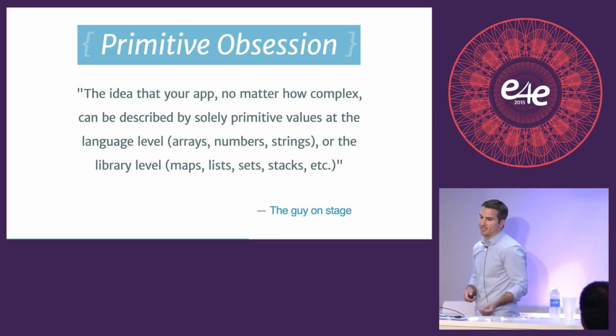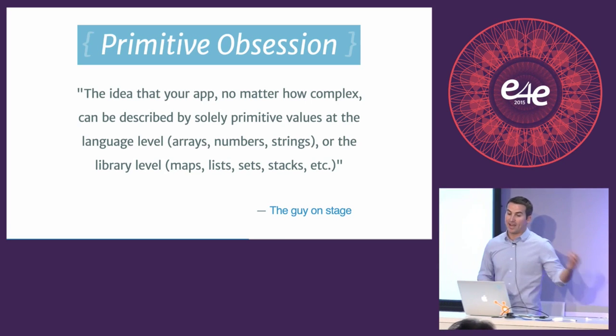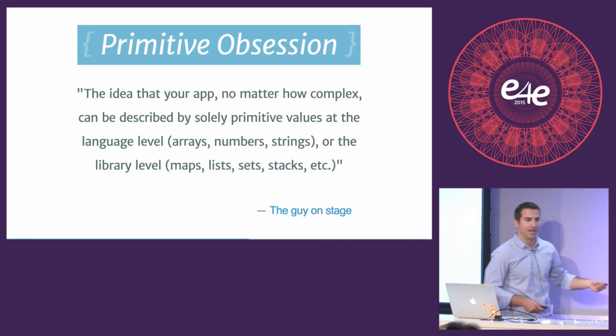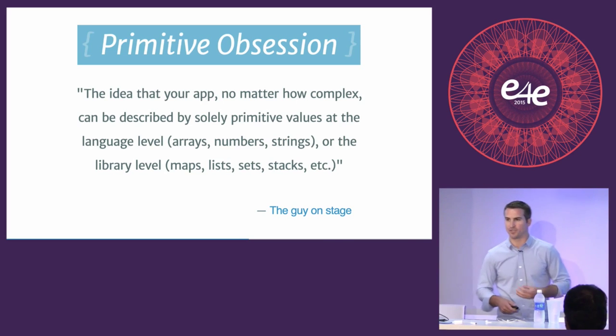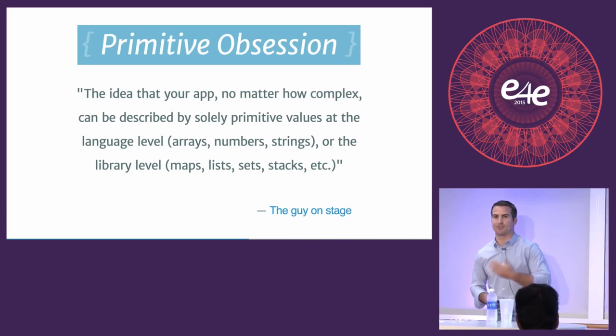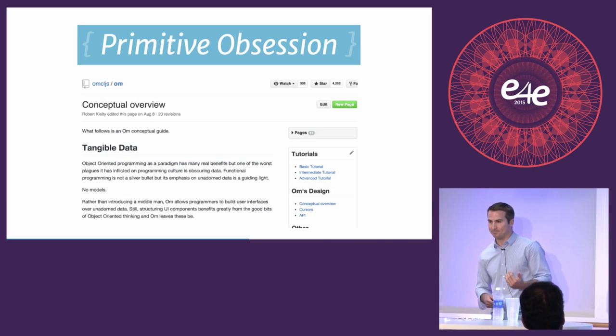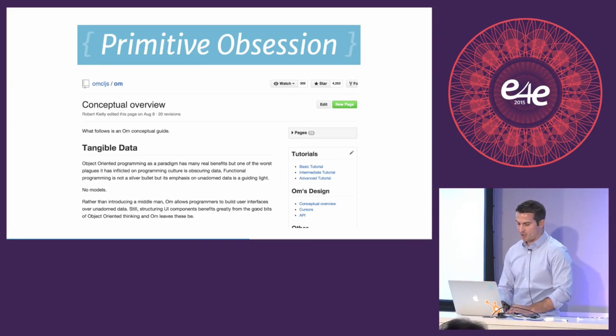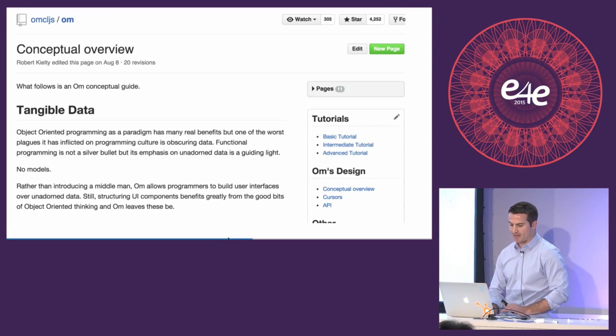And I'm also going to say that this applies to the library level as well. So we have maps, lists, sets, stacks, et cetera, in Immutable. But I don't want you to just think, okay, that's cool, so I'm just going to do everything that way. You will fall into the same exact trap. And this is exactly what I did. And it's also a second trap, because what I did was I fell prey to one of these.